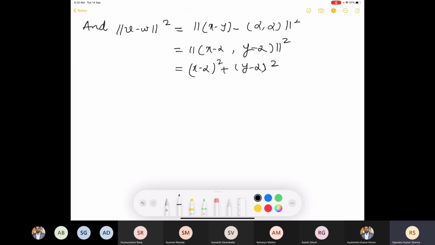Now you can prove that this is actually greater than or equal to (x minus x by 2) and (y minus y by 2) terms. So this is an easy thing that you can see, that this inequality holds.